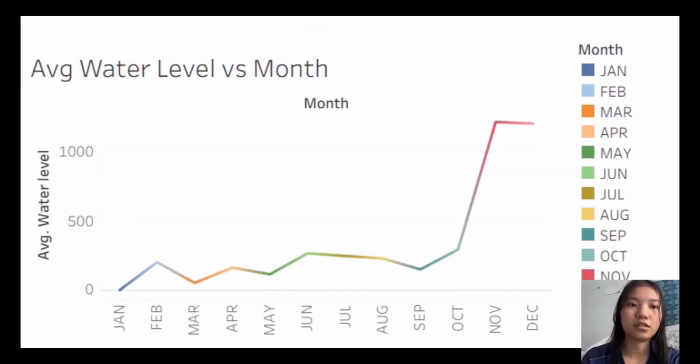The second one is also a descriptive graph. It's a line chart, average water level by month. It shows a gradual increase in average water level towards the end of the year. The highest average water level occurs during the monsoon period, particularly in November and December. This confirms that tunnel water level follows a seasonal pattern and tends to peak during the period of heavier rainfall.